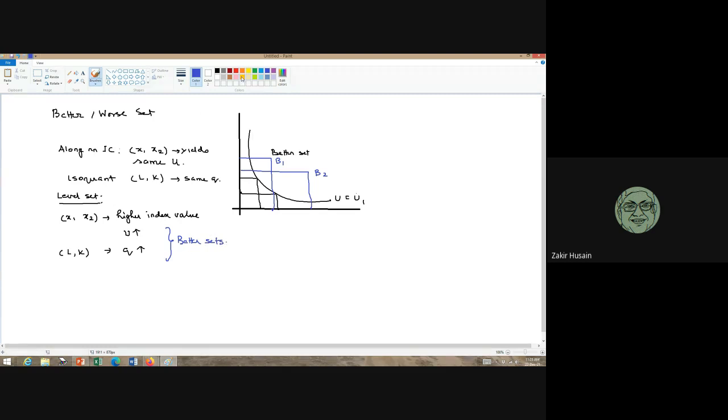So what will be the worse set? Below that. Below x, the commodity basket or input combination provides lower satisfaction, so it will give you a lower index value. Utility is lower, or output is lower. Okay. Satisfied? Yes, sir.